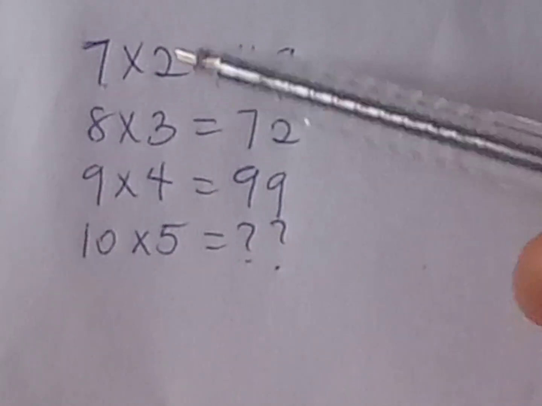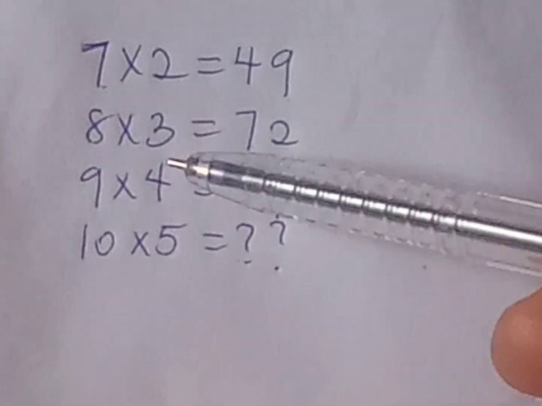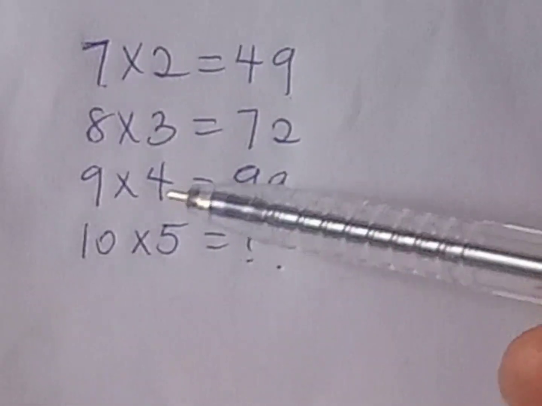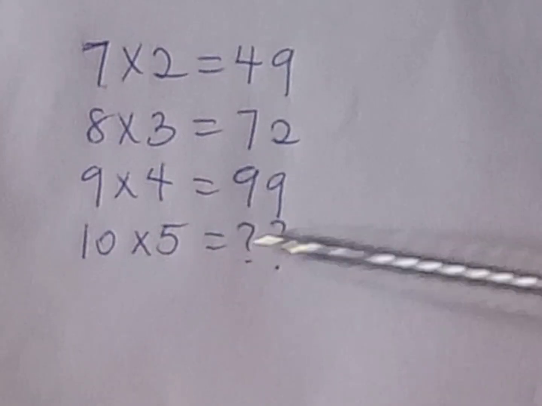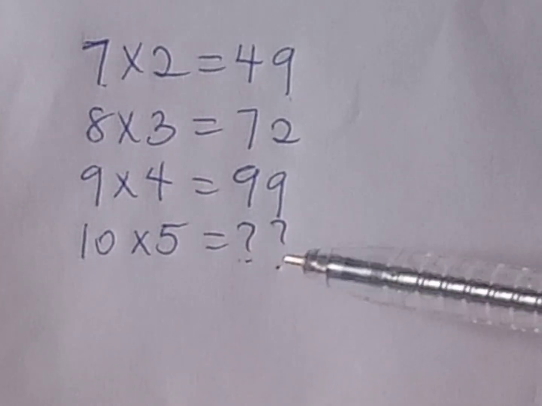Now let's take a look. 7 multiplied by 2 gives us 49. 8 multiplied by 3, 72. 9 multiplied by 4, 99. And here is the question for us to solve, which says 10 multiplied by 5 gives us what?